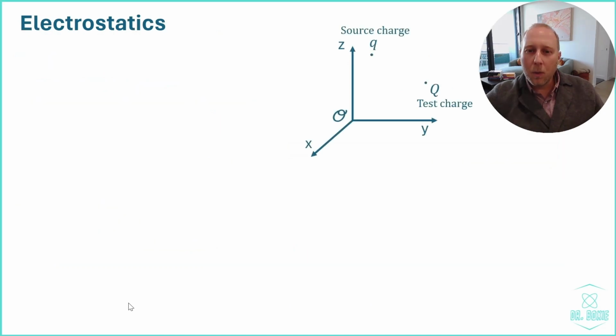So we consider one single source charge and a test charge in some coordinate system with origin O. Now, the question of what the force is exerted by little q on capital Q is still very complicated. And we can simplify it even further by looking at a special case known as electrostatics. Now, the statics in this name refers to the fact that we're looking at a case in which the source charge is at rest. The test charge may be in motion, but the source charge does not move.